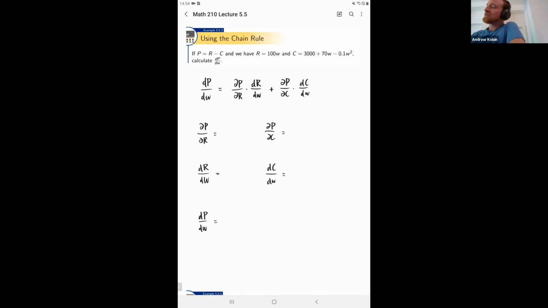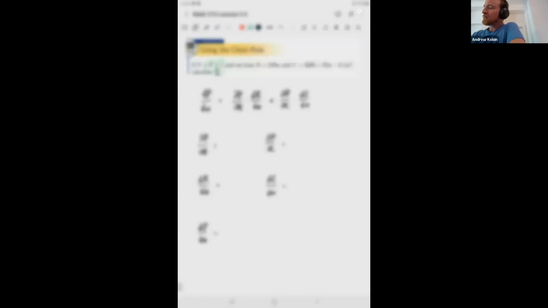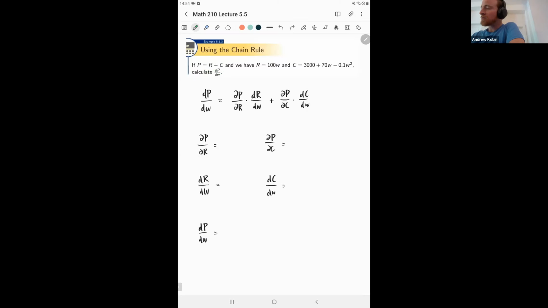Using the chain rule, we can express dp/dw as two terms, one with each of the input variables for p. And you'll notice that, again, p depends on r and c. So for the r term, we have the partial derivative of p with respect to r times the derivative of r with respect to w. And for the c term, we have the partial of p with respect to c times the derivative of c with respect to w. I'm going to work each of these out symbolically for you now, and then we'll put them all together to get our final formula for dp/dw.